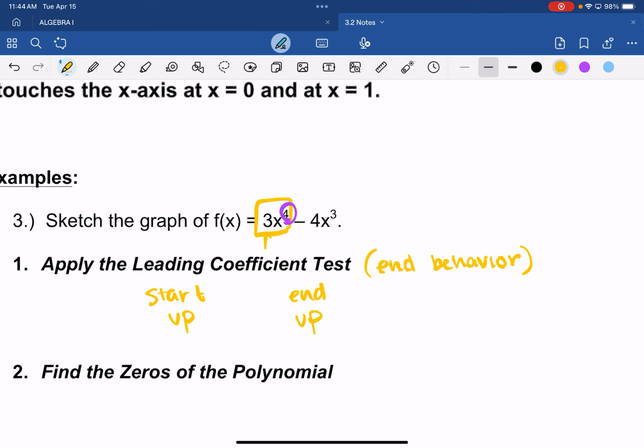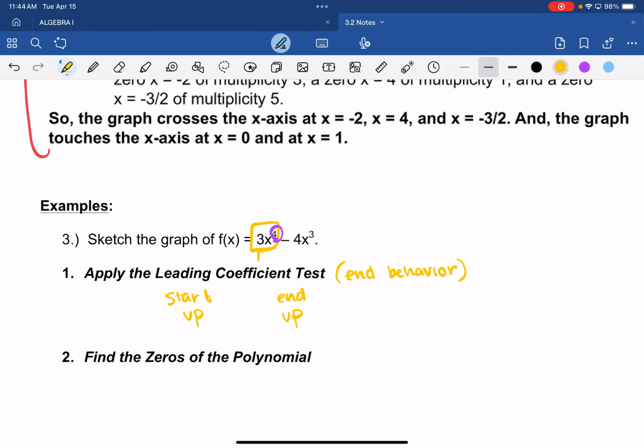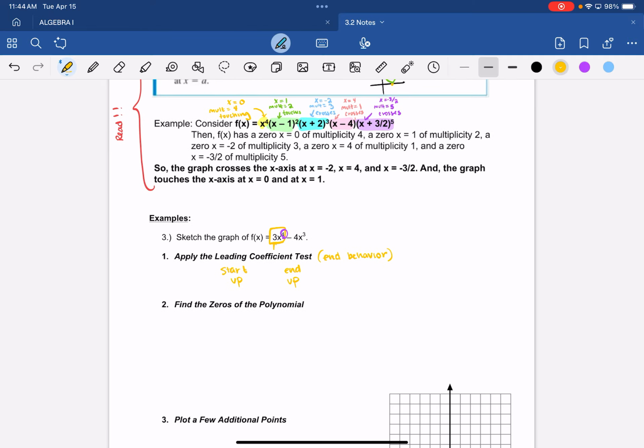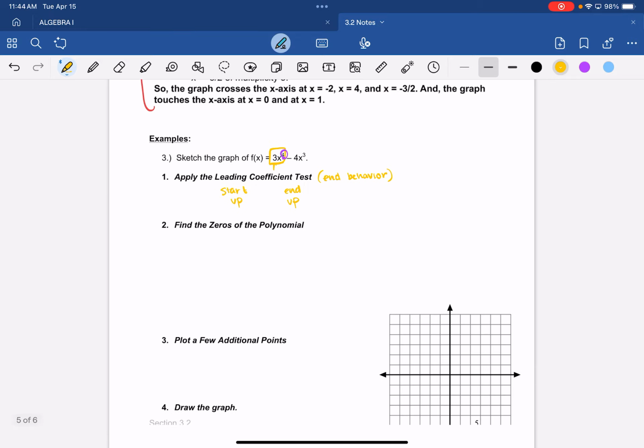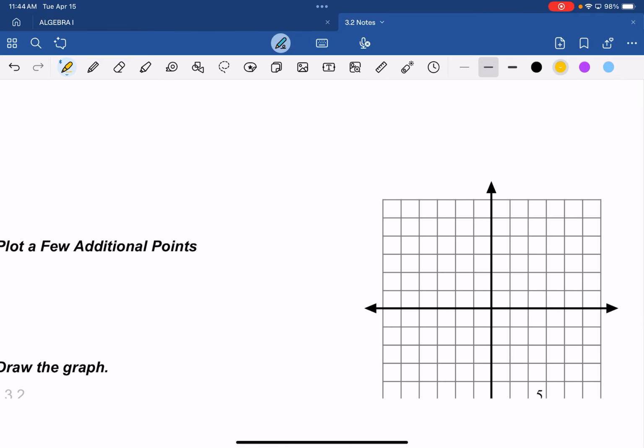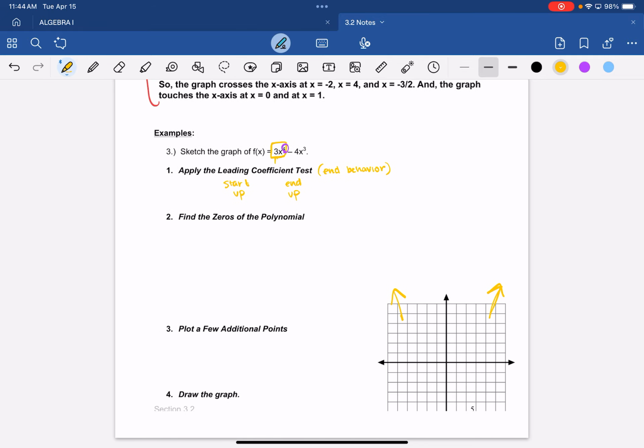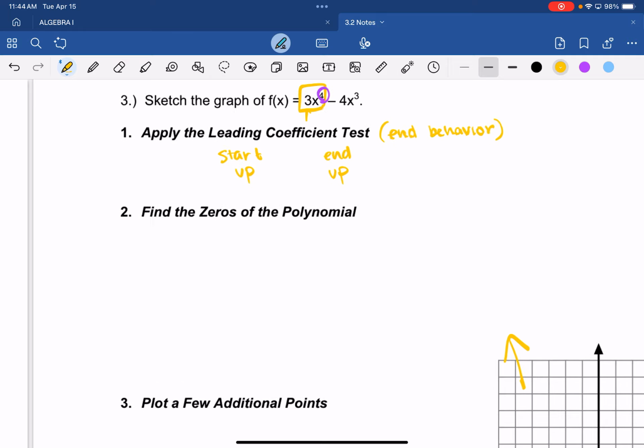Now, I would not recommend... Does everyone have a pencil in here or something they can erase with? Okay. As we start to sketch this, don't write in pen or something that you can't erase, because as we sketch, we might need to go back and adjust a few things. So right now on my graph, we know I'm going to be up, up. I know my end behavior already. All right, so that's our leading coefficient test.